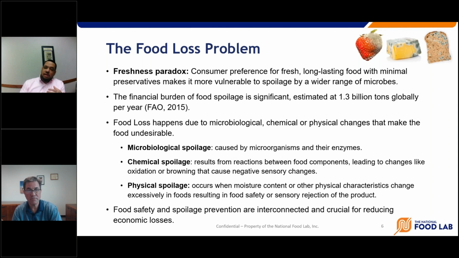And it can be caused by different means. You have the microbial spoilage, which is going to be the focus of this conversation, which is caused by the microorganisms and the enzymes released by them. And you have things like chemical spoilage, things like browning, enzymatic browning, oxidation of lipids, things of that nature. And the last, but not least common, is physical spoilage, which is mostly related to moisture losses or moisture absorption, things becoming soggy or stale.